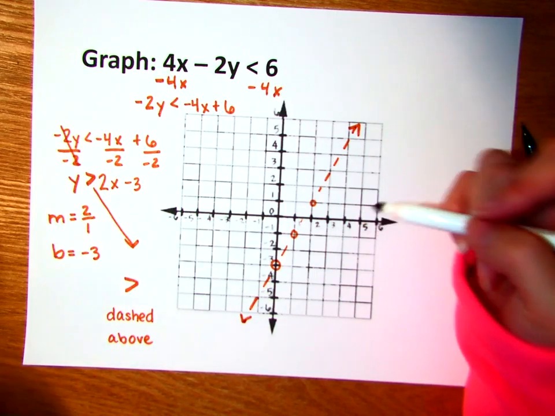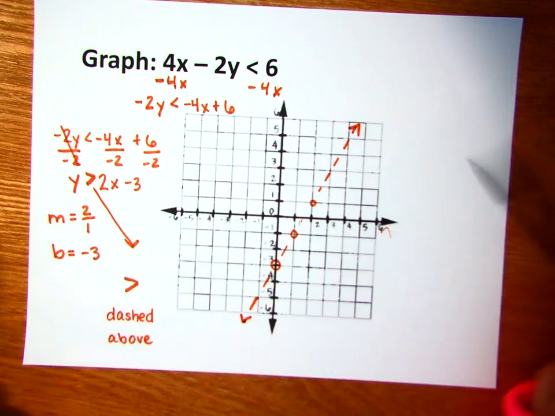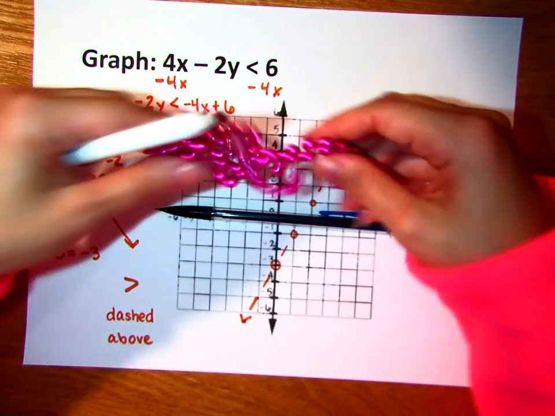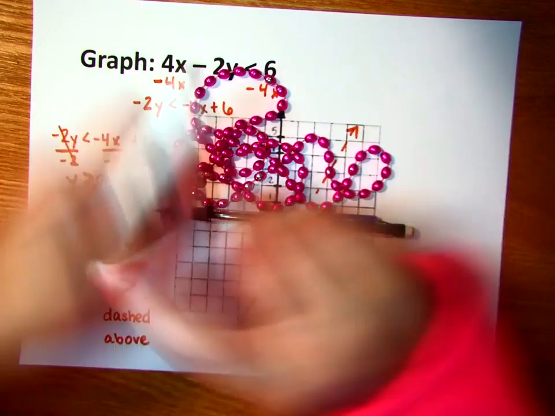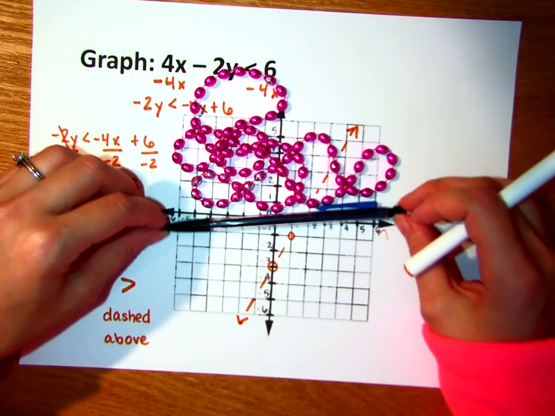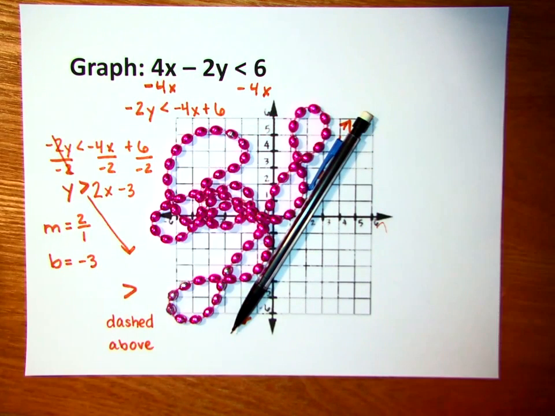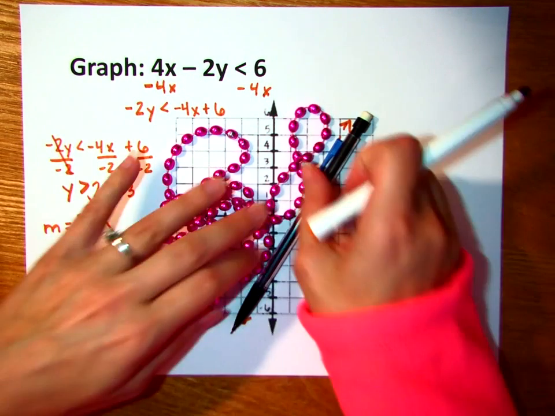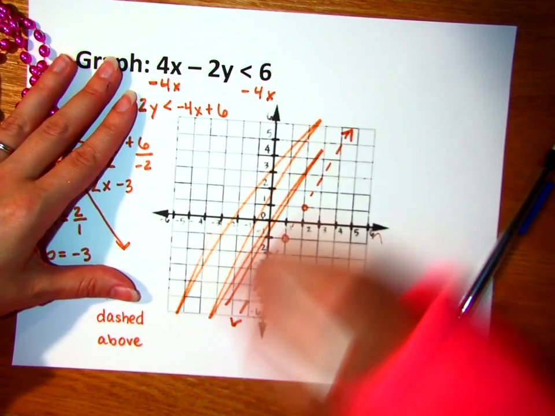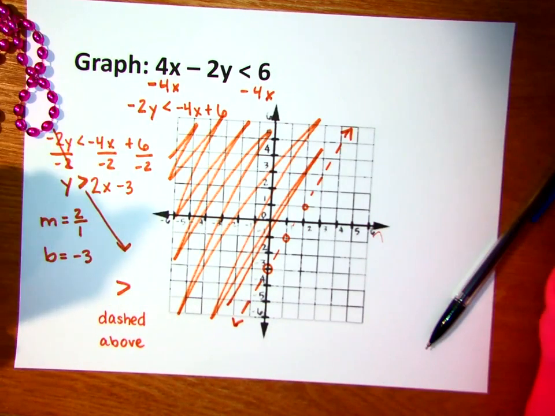Alright, and we're shading above. And again, let's put that pencil there. If you were shading here, here's where you would shade, above the line. So if we tilt this pencil to match the line we've created, there's where above the line is. That's where we're going to shade. So we want to shade in this region here. Anything in this region is a solution.